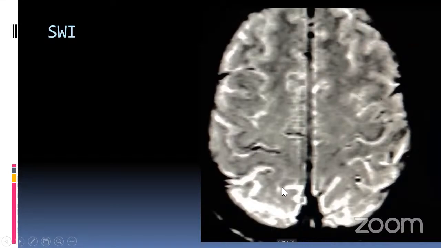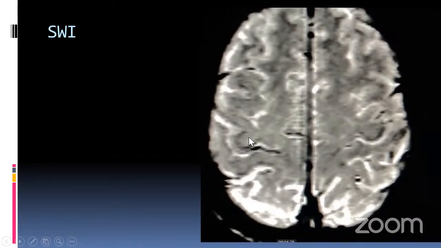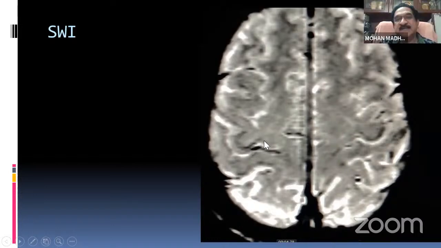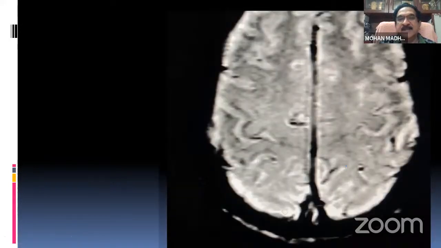What is more important is that you look at the motor cortex. This is the hand-knob area, correct? There is a stream of hyperdensity or blooming seen along the cortex, the motor cortex. See that? I will show the next cut. You can make it out. This you can see a little more clearly. You can make out the blooming along the motor cortex. See this one? This is the hand-knob area.